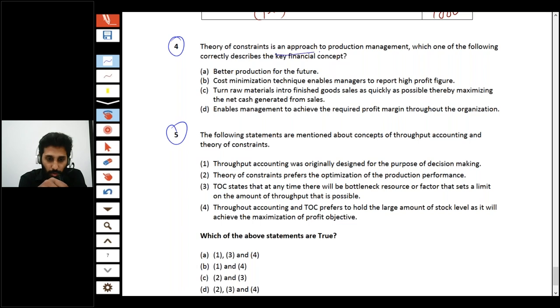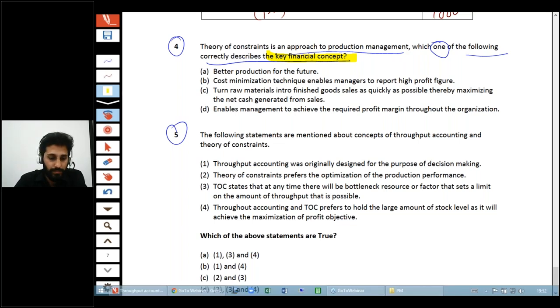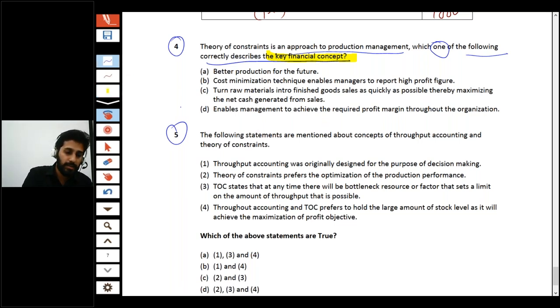Theory of constraints is an approach to production management. Which one of the following correctly describes the key financial concept? Will you people please go through all these options? Focus on the financial concept. And the key financial concept is C.